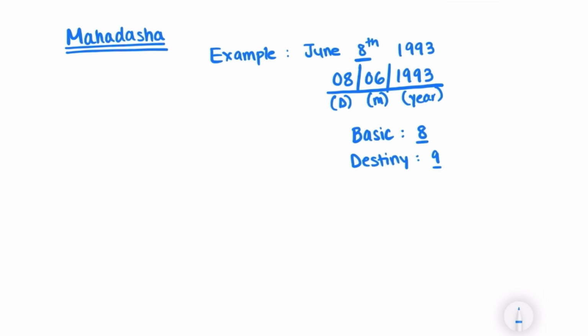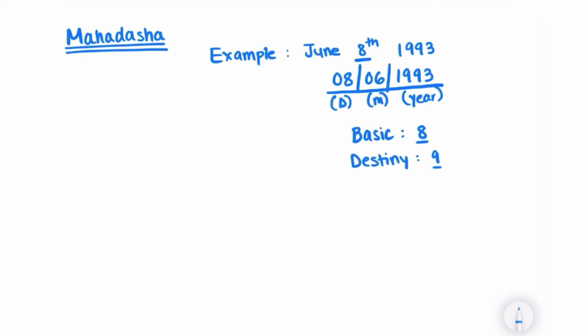And the destiny number is 9. And why is it 9? Because for the destiny number we have to add up all the digits in your date of birth. So 8 plus 6 plus 1 plus 9 plus 9 plus 3, and we get 36. And as I mentioned a minute ago, it has to be a single digit number. So if I get 36 and want to convert it into a single digit number, it will be 3 plus 6, which equals 9. Okay, so that's how I got 9, and that's how I got the 8 over there.